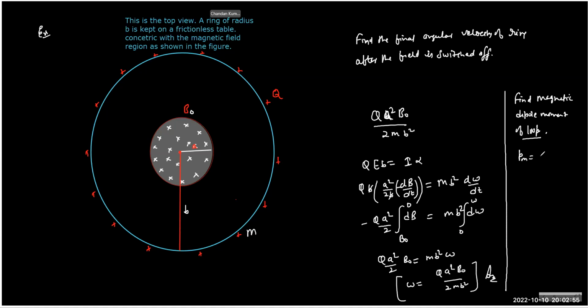So magnetic dipole moment is what formula? NIA. So we can say I into A, and here I becomes I molecular, right? Because it's a rotating loop, so we can write I molecular into area, and I we can write as Q omega by 2 pi. Area is pi b squared. So answer is Q b squared by 2 into omega, but omega we got itself as something else. Q a squared b naught by... So we are getting the answer Q squared a squared b naught by 4m, right?